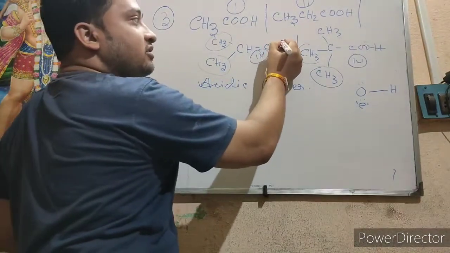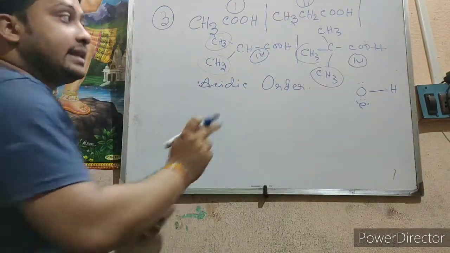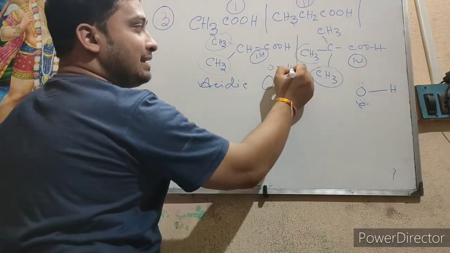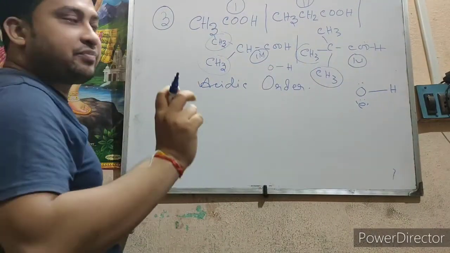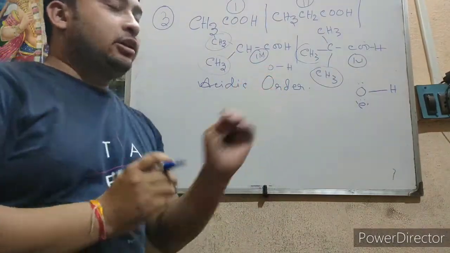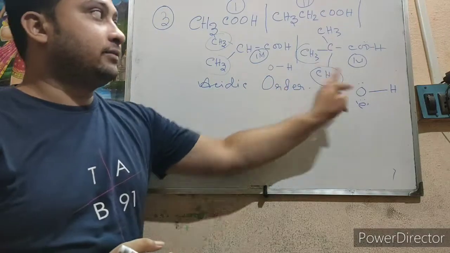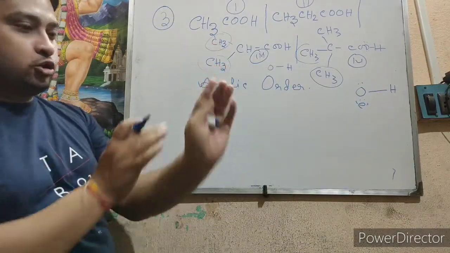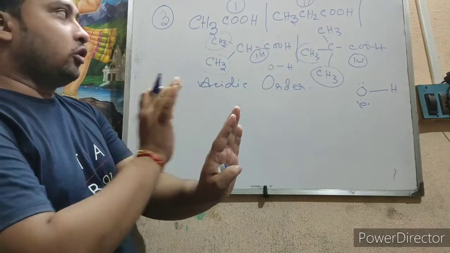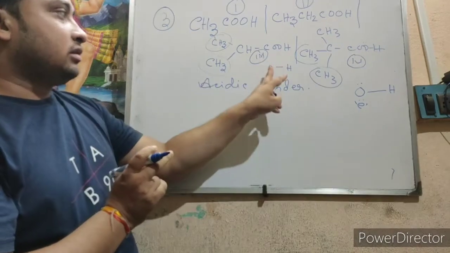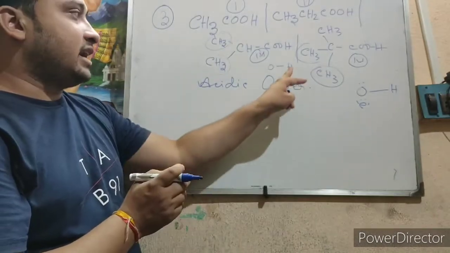So the electron density on oxygen is less than that compound. So the attraction between O and H is less than the fourth compound. So it is easy to release H plus compared to 4. But it is not easy, because two bulky groups are here, so the pulling of electron on the oxygen is increasing, so therefore the oxygen does not want to release H plus.